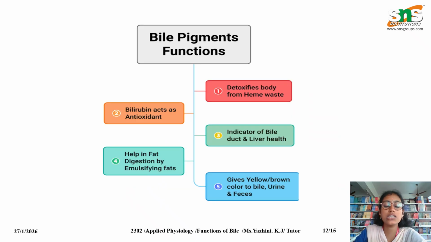The bile has some pigments. The five important functions of these pigments are detoxification, maintaining antioxidants, and emulsifying the fats, and giving the yellow and brown colors to the feces and urine, which helps detect abnormal conditions and is an indication of bile duct and liver health.